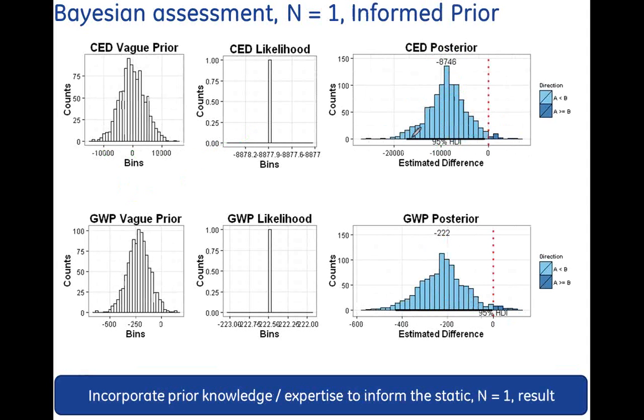Now, what if I have an informed prior? What if this bound is a little tighter? Why? I'm a pretty experienced guy.